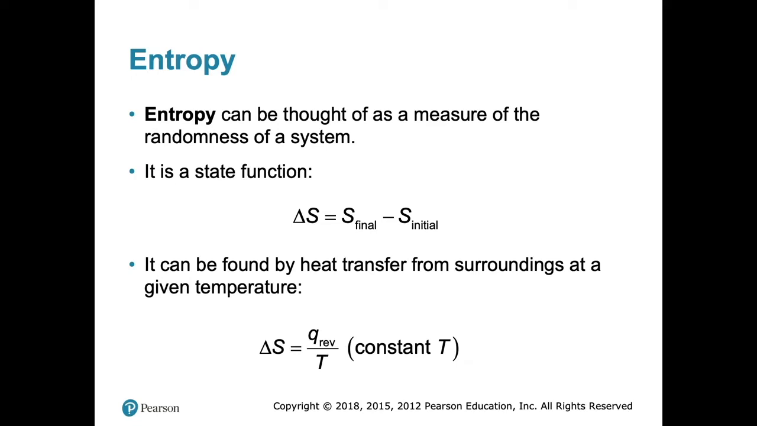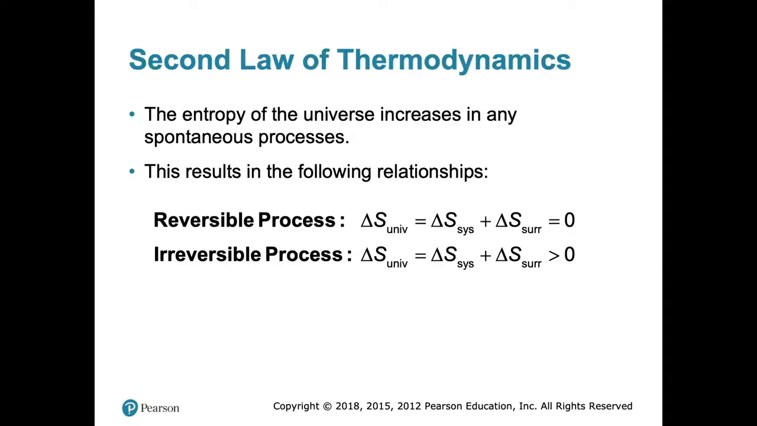So delta S is, like I said, the entropy final minus the entropy initial. It can be found by the heat transfer from the surroundings at a given temperature. This is what I really want you to see: the second law of thermodynamics says that the entropy of the universe increases in any spontaneous process. It's what I said before: everything in nature wants to go towards spontaneity.